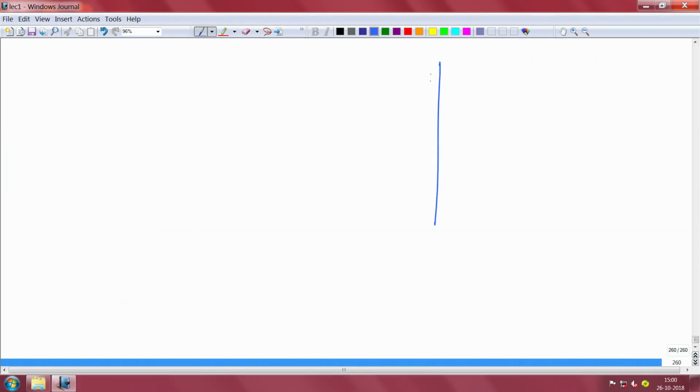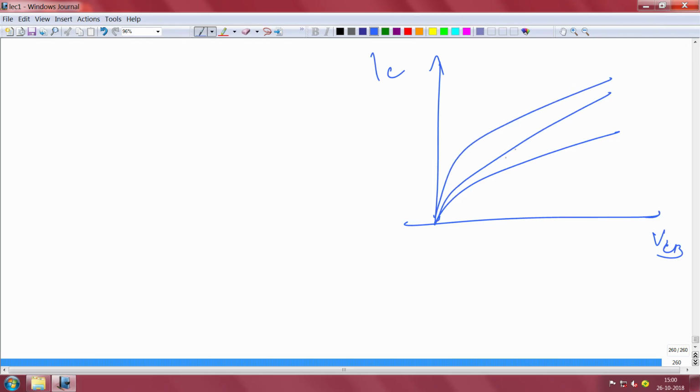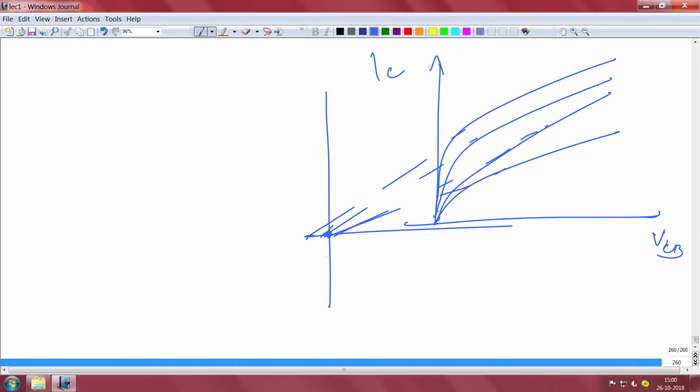If you look into that output characteristics, say IC versus VCE for example, it will look something like that. If you actually backtrack all these lines, they will all meet at one point, and that is called some minus VA, somewhere it will meet. It is called the early voltage.